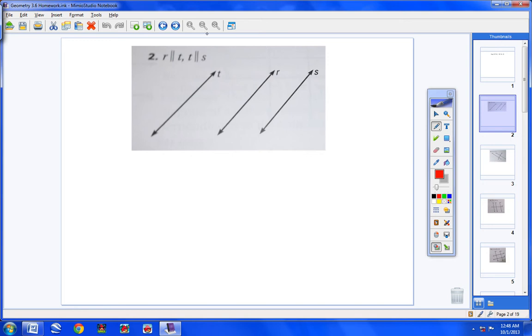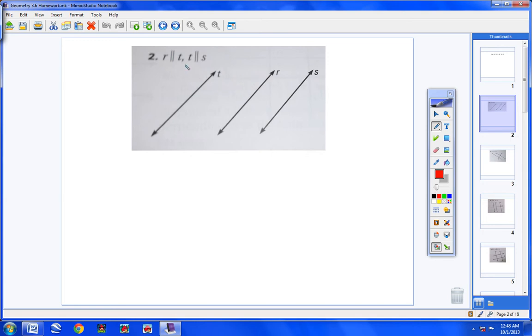Let's start off with numbers 2 and 3. The directions for 2 and 3 state, using the given information, state the theorem that you can use to conclude that R is parallel to S. All right, here we go. R is parallel to S.